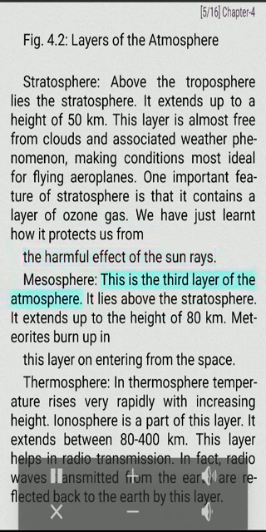Mesosphere. This is the third layer of the atmosphere. It lies above the stratosphere. It extends up to the height of 80 kilometers. Meteorites burn up in this layer on entering from the space.